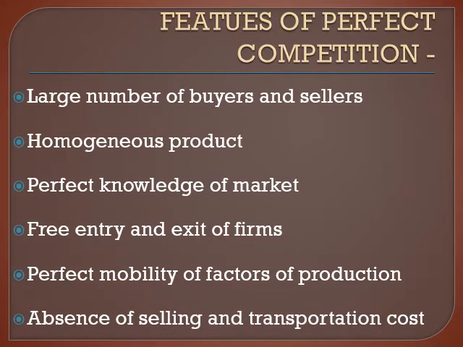Okay, next is absence of selling and transport cost. So basically what happens is that in perfect competition it is assumed that all producers and the buyers of a commodity are sufficiently close to each other. Okay, they are quite close and there is no selling and distribution cost. There is no cost which is to be paid for the transportation facility, for the distribution facility. Nothing, no cost for that is to be paid. Why? Because it is considered that the sellers and the buyers are quite close to each other. Okay, next.